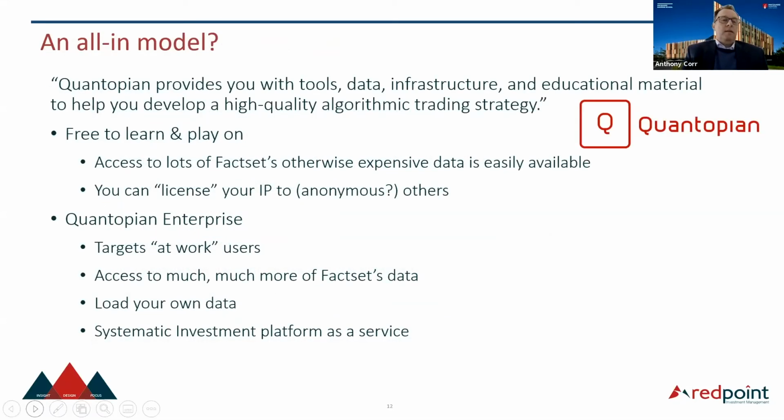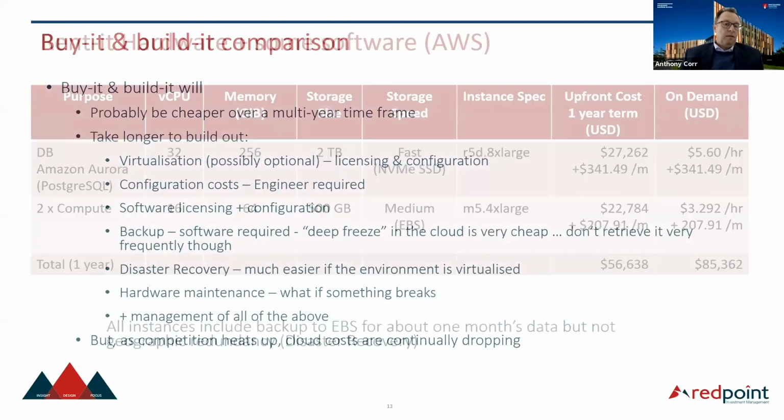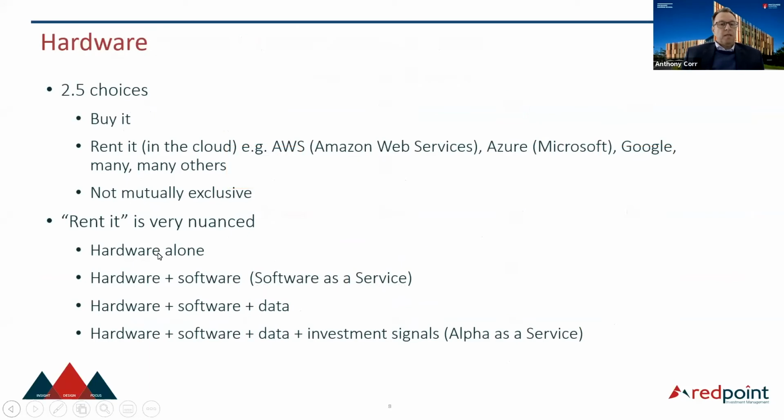Now, the other one is, if I take back a couple of slides, just to explain this thinking. So I've covered, if you will, the buy it option, the rented option with some software and hardware. And the last option I'm going to talk about is this alpha as a service: hardware, software, data, and investment signals.